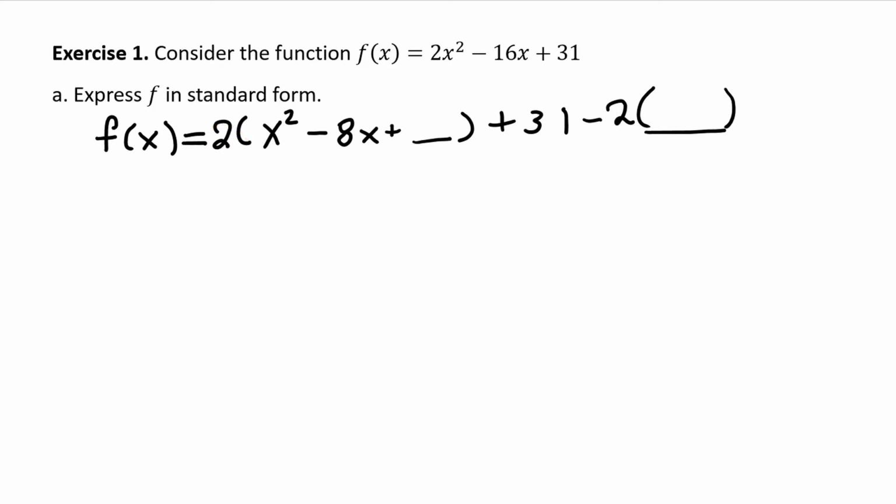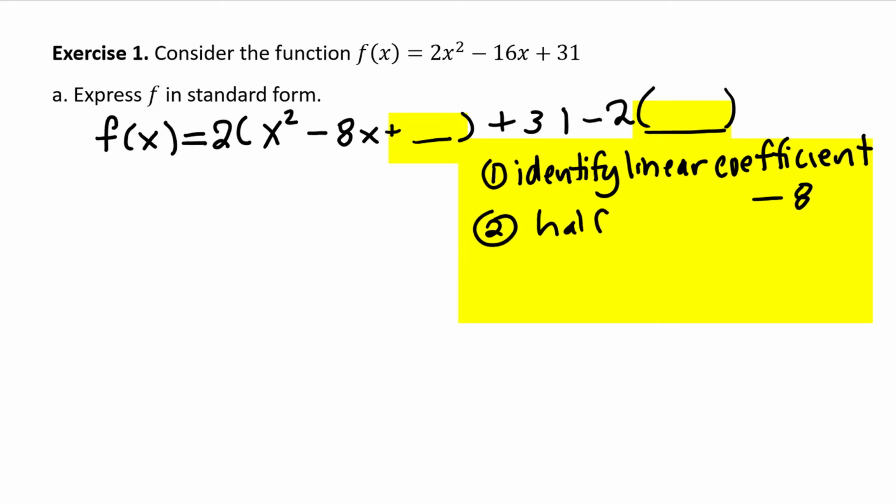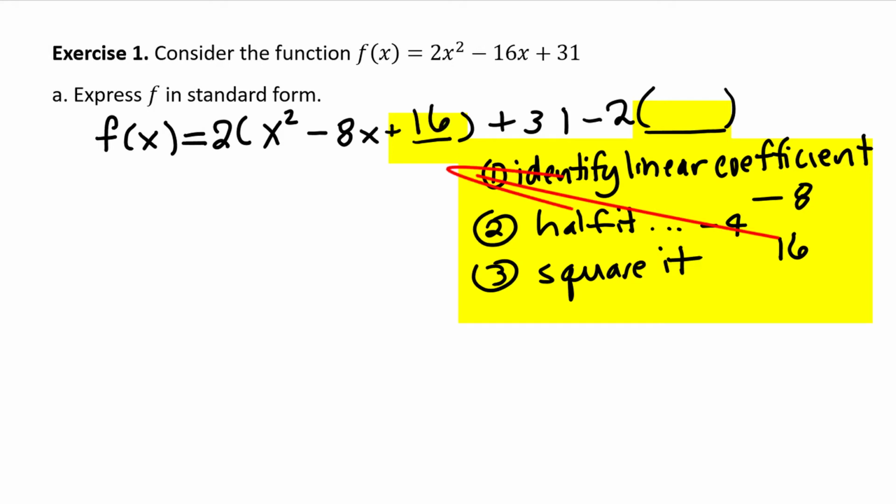In order to find the number that goes in the blank, my suggestion is that you first identify the linear coefficient. That's a fancy way of saying the number that's multiplied to the x, and in this instance that's negative 8. The second step then is to half it. So half of negative 8 would be negative 4, and finally square the half term. So negative 4 times negative 4 is positive 16. We're going to add 16 and we're going to subtract 16. That's multiplied by a factor of negative 2.